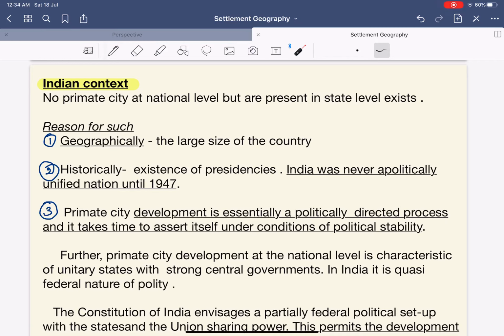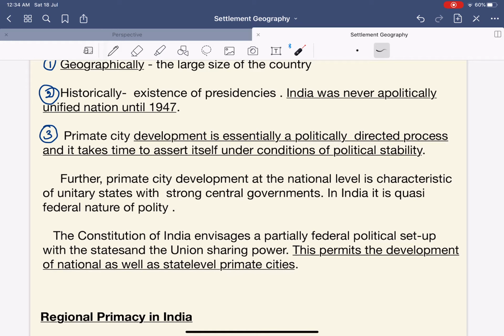Now, why did this happen, that we do not have such a large primate city? First of all, geographically, the country was large, hence diversified development. Second, historically, India was never unified until 1947. Prior to 1947, we had presidency towns. We had the Bombay presidency, the Bengal presidency, the Madras presidency. So there was a diversified development. Next is that primate city development is essentially a political directive process.